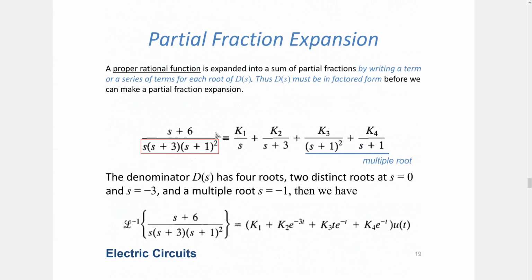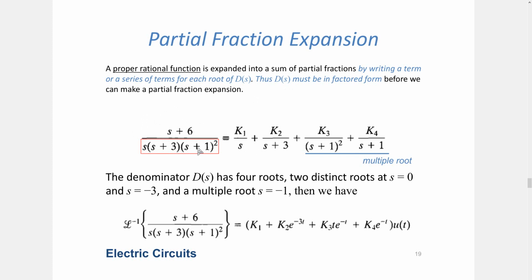Typically, a proper rational function is expanded into a sum of partial functions. In order to have a proper rational function, the degree of the numerator should be smaller than or equal to the degree of the denominator. Remember that. When I have this kind of ratio of polynomials, I can decompose them into a sum of certain terms.